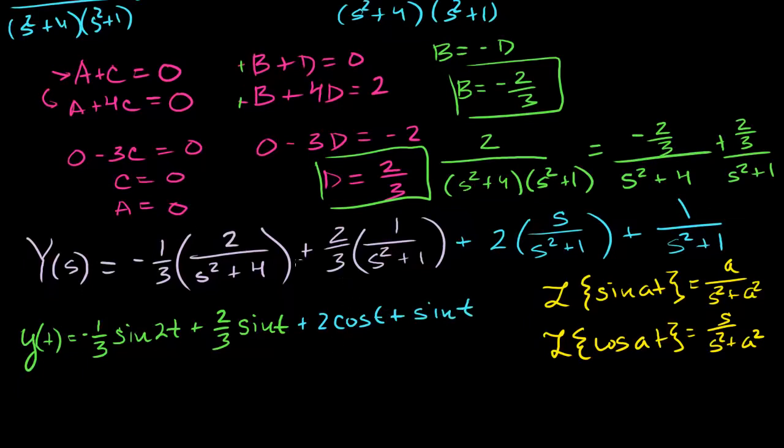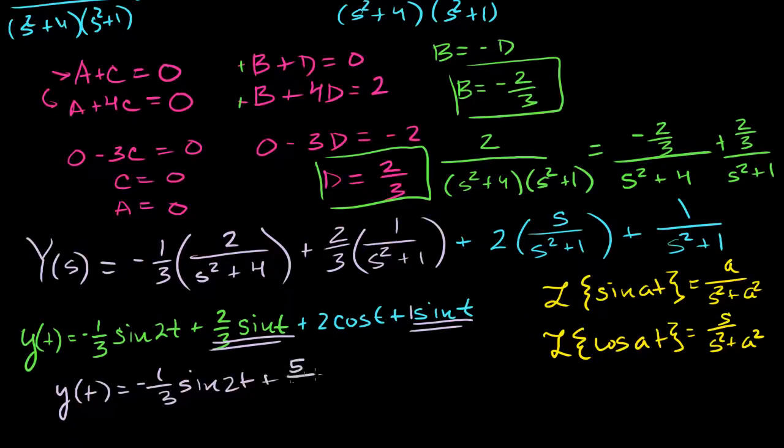And we're essentially done, but there's a little bit more simplification we can do. I have 2/3 times sine of t here, and then I have another 1 sine of t here, so I can add the 2/3 to the 1, right? What's 2/3 plus 1, or 3/3? It's 5/3. So I can write y of t is equal to minus 1/3 sine of 2t, plus, these two terms I'm just going to add up, 5/3 sine of t. And then I have this last term here, plus 2 cosine of t.